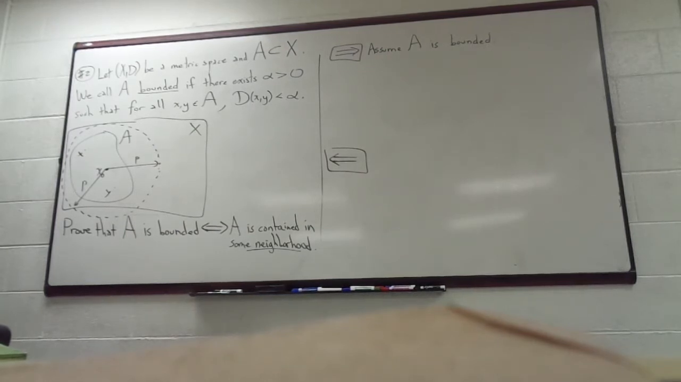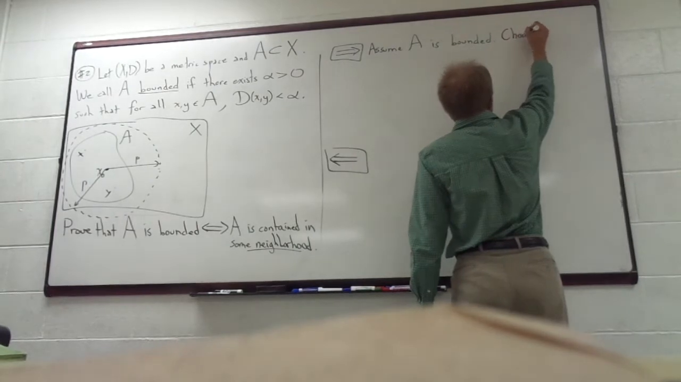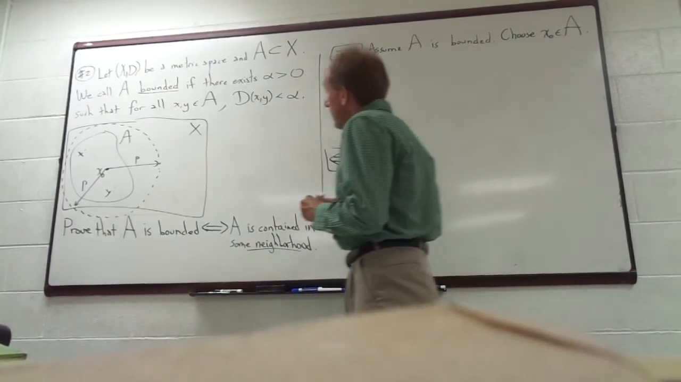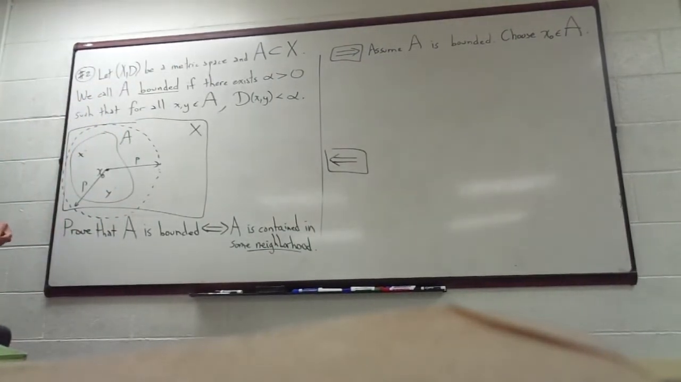Well, it would have to work for all x and y, so it wouldn't matter which one we pick. Okay, so let's just try and pick it arbitrarily. Just choose x naught, an element of A. This, of course, requires that A be non-empty. Otherwise, you can't choose a point.